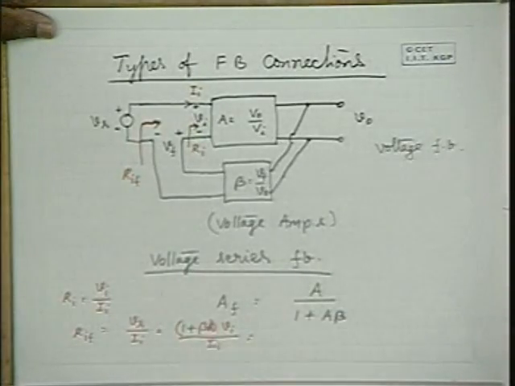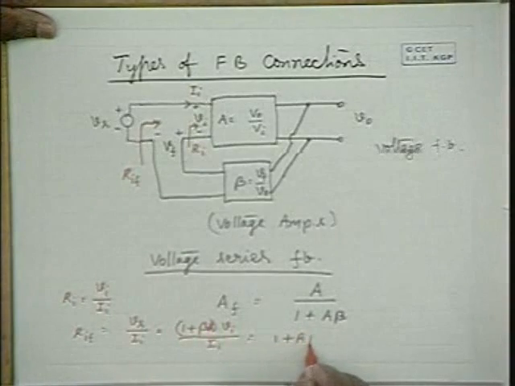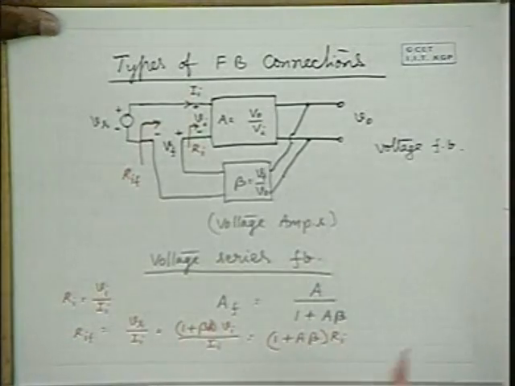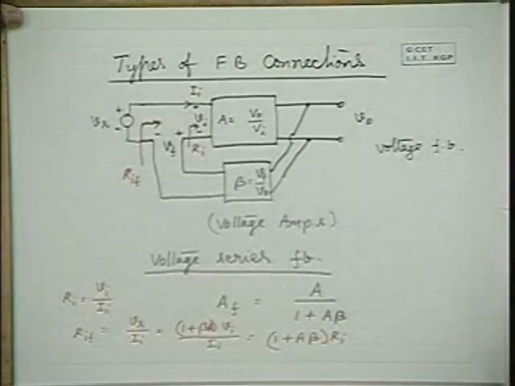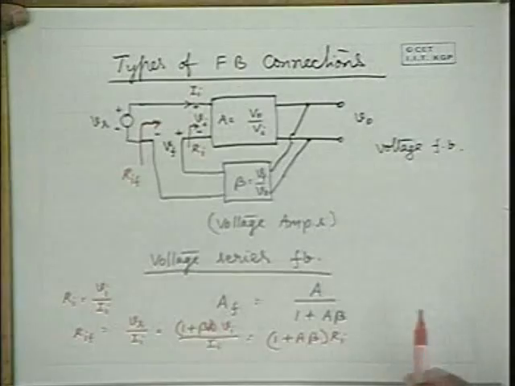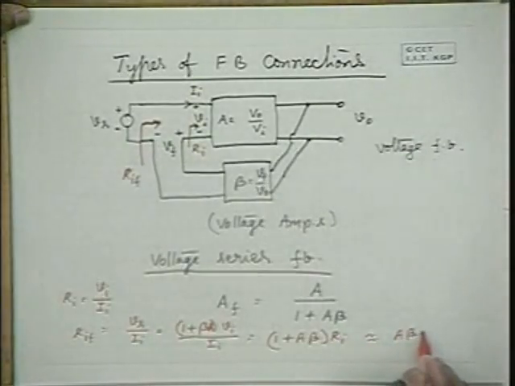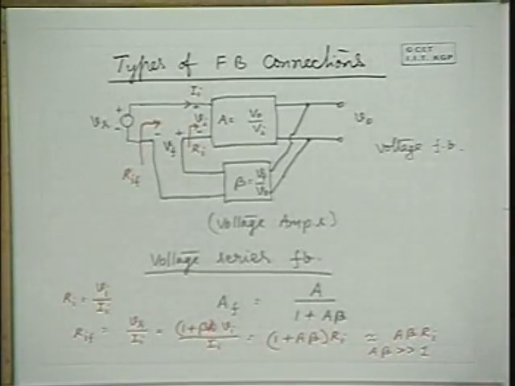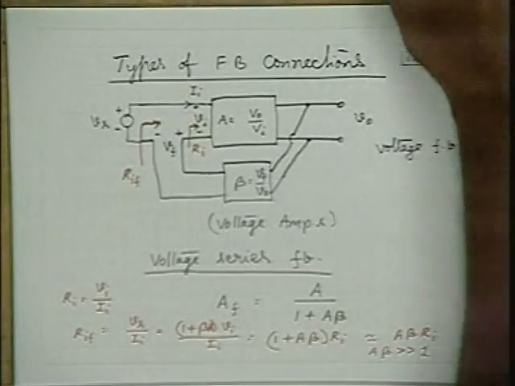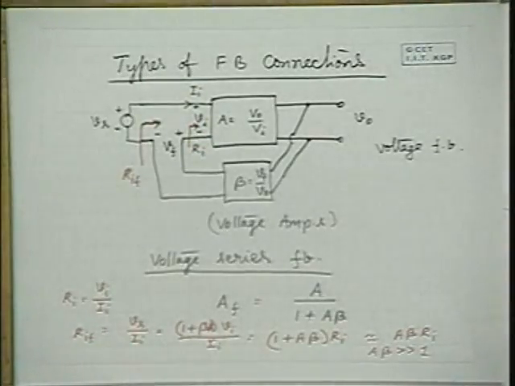Vs is 1 plus A beta times Vi. Therefore, this is equal to 1 plus A beta times Ri. RIF is 1 plus A beta times Ri. In the example of A equal to 1000 and beta equal to 0.01, we have this as 11. So RIF is 11 times Ri in that particular example. So this is approximately A beta times Ri when A beta is much greater than 1. So quantitatively, this is the expression for the input impedance with feedback. We shall discuss it in the next class.